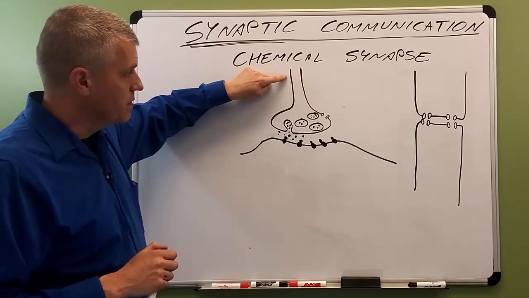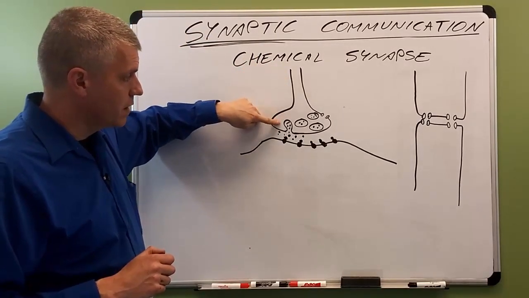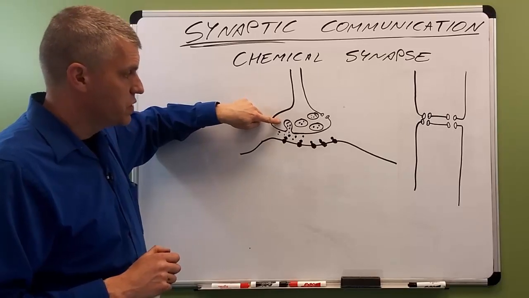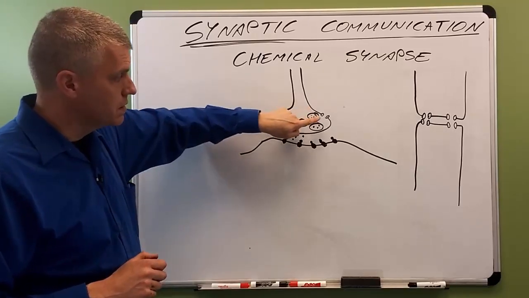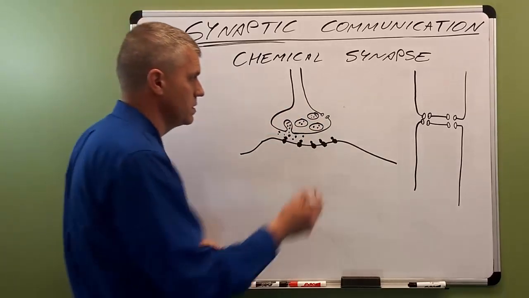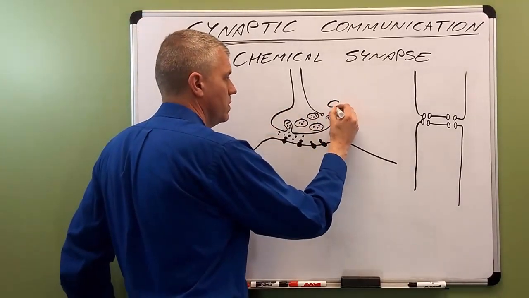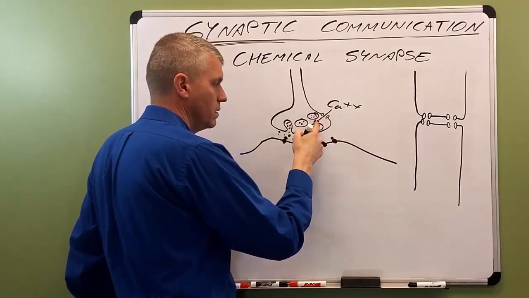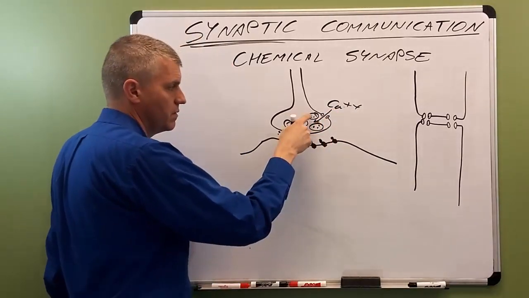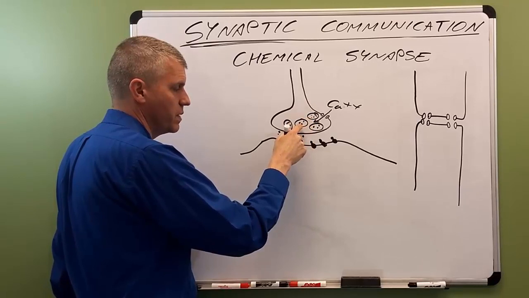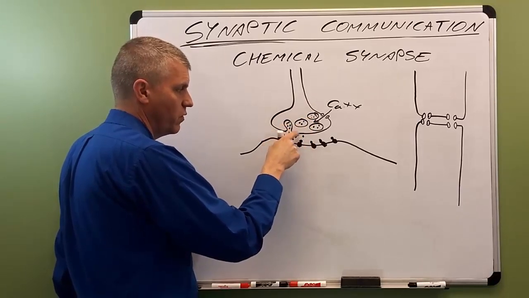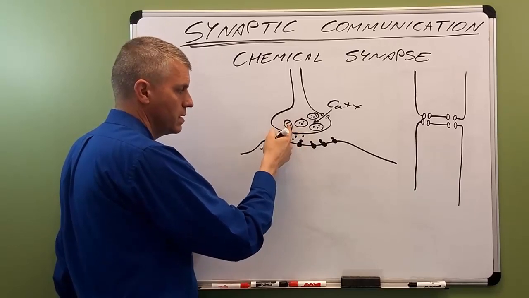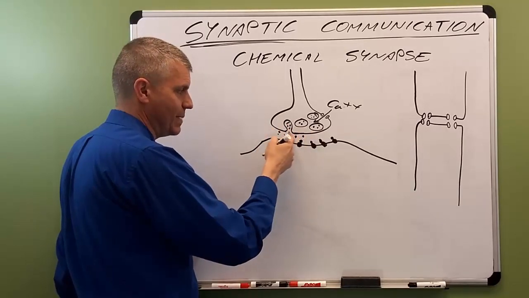An action potential comes down the axon and reaches the axon terminal. The charge change of that action potential causes voltage-gated calcium channels to open at the axon terminal, and calcium diffuses into the axon terminal. The calcium causes these vesicles filled with neurotransmitter to bind with and perform exocytosis at the presynaptic membrane, and to dump that neurotransmitter into the synaptic cleft.